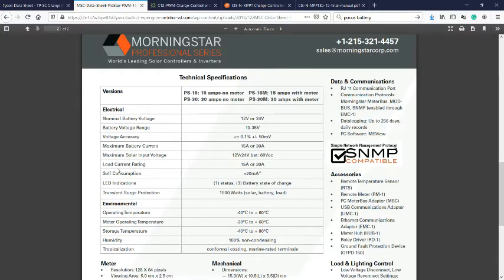So the current rating, so this is a load current rating, which is 50 amp or 30 ampere. Okay, so if 24 volt is 30 ampere, if 12 volt 15 ampere. Okay, so this is the condition of the environmental.